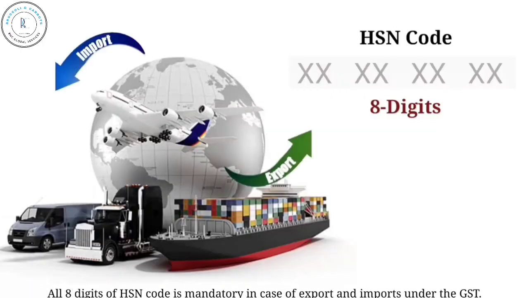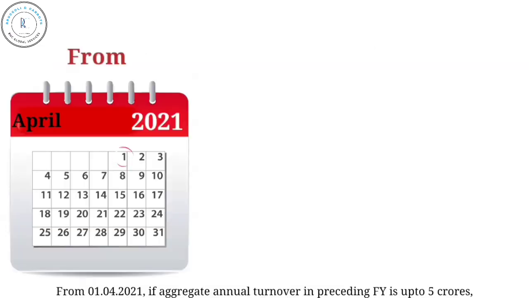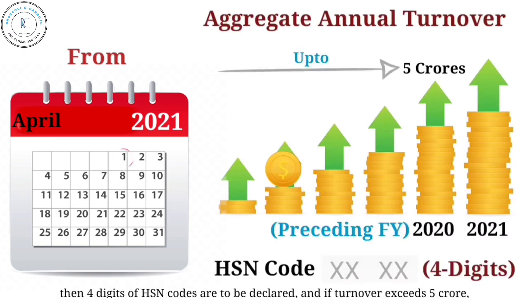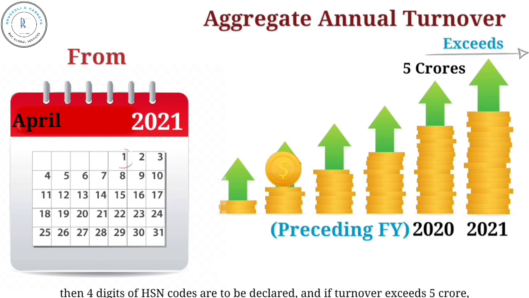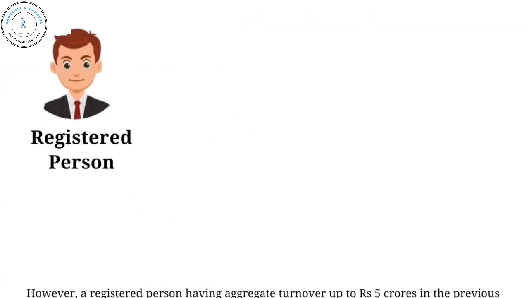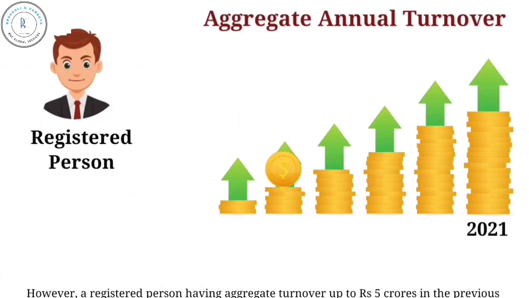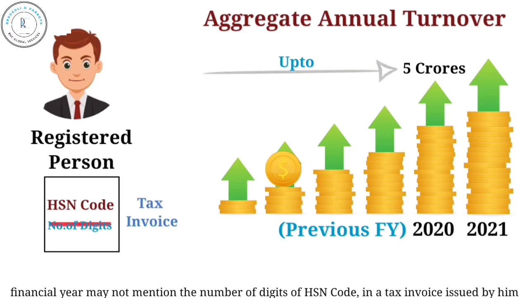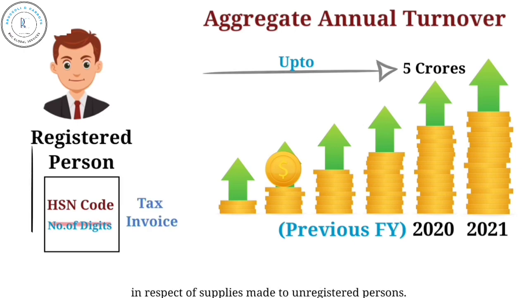All 8 digits of HSN Code are mandatory in case of exports and imports under the GST. From April 1, 2021, if aggregate annual turnover in the preceding financial year is up to 5 crores, then 4 digits of HSN codes are to be declared, and if turnover exceeds 5 crore, then 6 digits of HSN codes are required to be declared. However, a registered person having aggregate turnover up to 5 crore in the previous financial year may not mention the number of digits of HSN code in a tax invoice issued by him in respect of supplies made to unregistered persons.